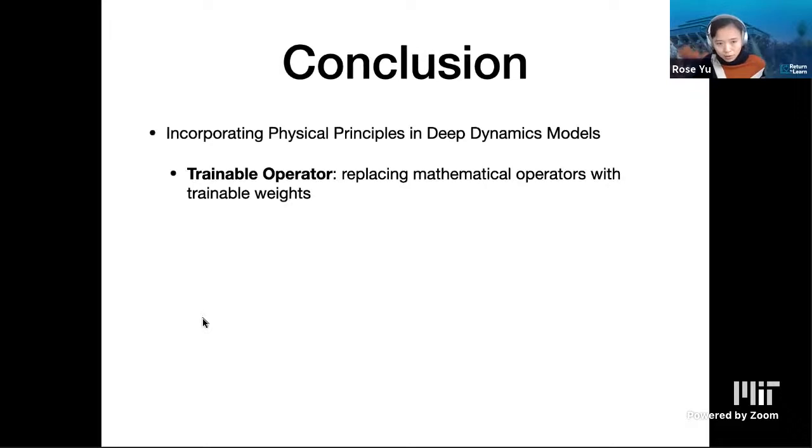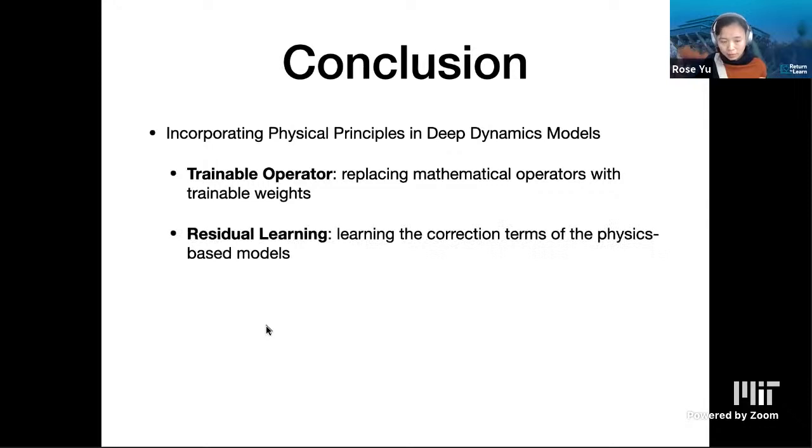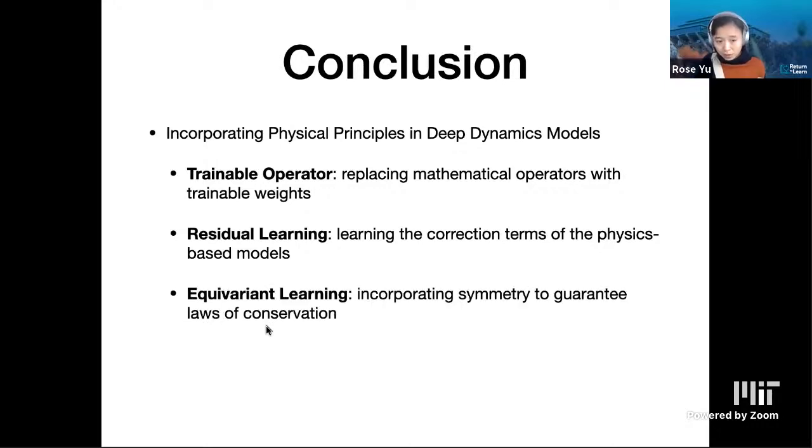Okay, so those are the three paradigms that I talked about for how we can encode physical principles in deep dynamics models. I talked about the trainable operator, which is to replace the mathematical operator with trainable weights, and I demonstrated it using the turbulence flow example. I talked about residual learning, to learn the correction terms of a physics-based model, and I demonstrated it through the drone landing example. And equivariant learning is to incorporate symmetries into deep neural networks through weight sharing to guarantee conservation laws. I showed the example of forecasting trajectories of autonomous vehicles.